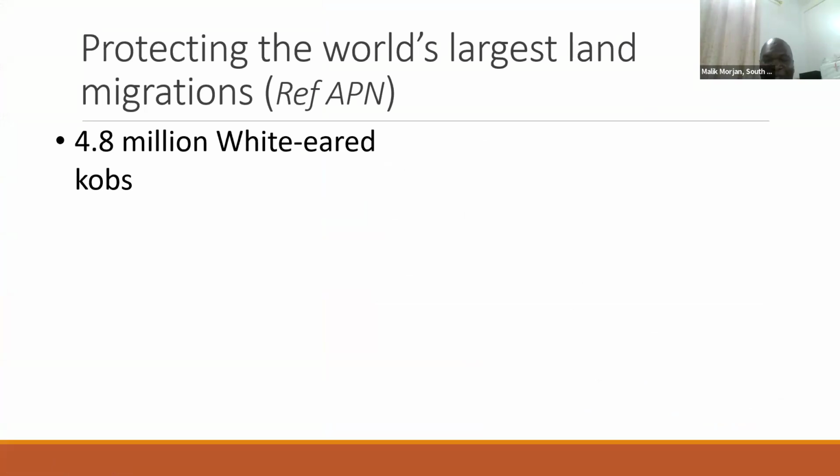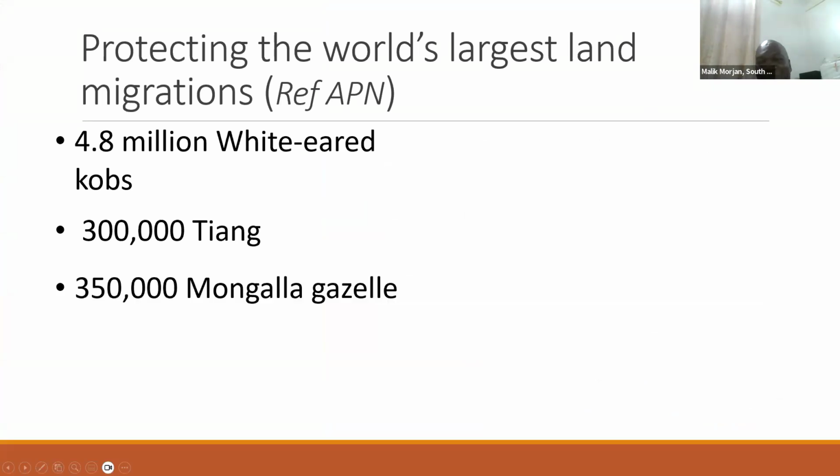The ungulate migration in South Sudan recently came into the news as the biggest in the world. It seems to have surprised people, but it has existed for a long time. It is just the least studied, the least publicized, and the least known across the world.